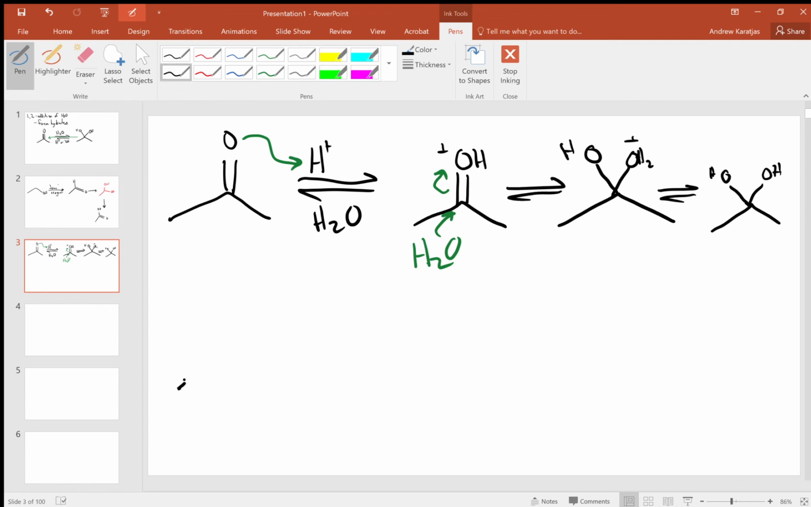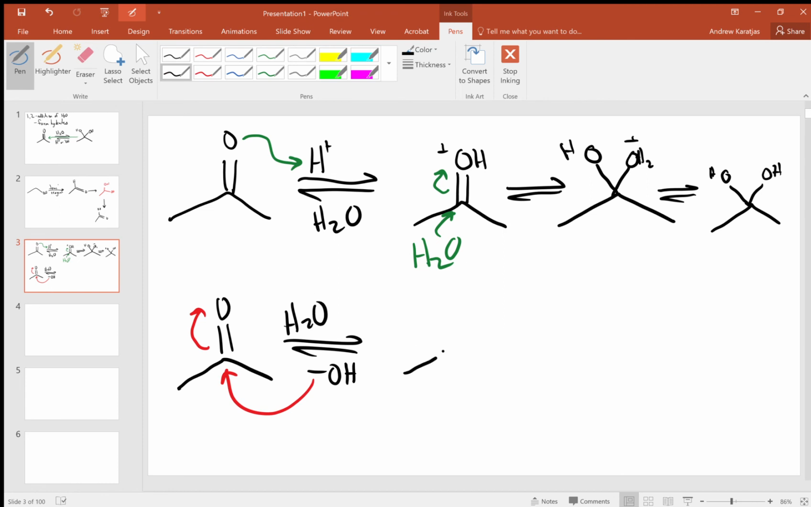Under basic conditions, and I should say the acidic conditions are what show up in the Jones oxidation, because that reaction is done with sulfuric acid. Under basic conditions, we don't need to activate the carbonyl. The hydroxide just attacks directly. And then that oxygen anion can pick up a proton from water to give us the same product.